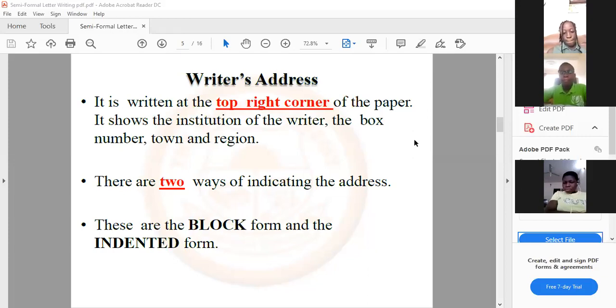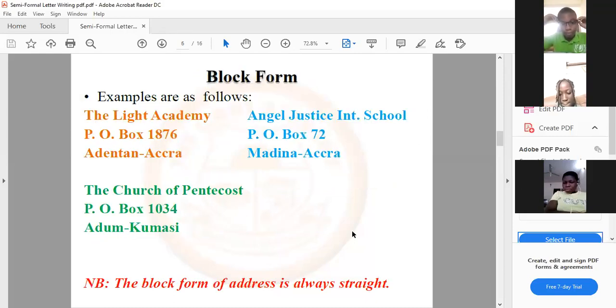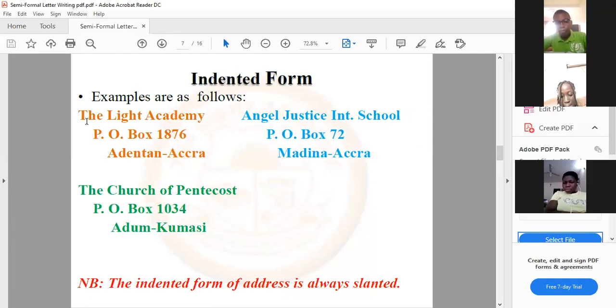Wesley, what about the indented one? The indented one is not straight. Okay. All right, so let's see how they look. So this is the block. We have the Light Academy. You can see that it is straight. Angel Justice International School, PO Box 72, Medina, Accra. You see, all of them are straight. But let's see the indented one. Are they straight?